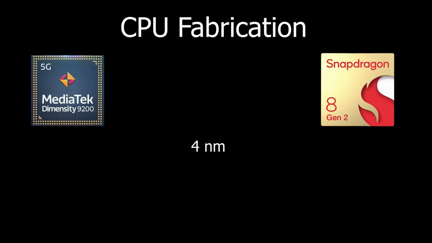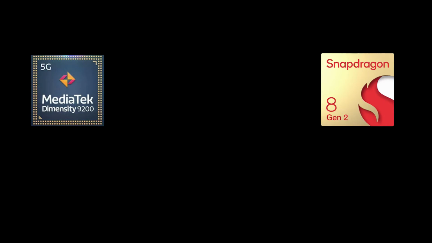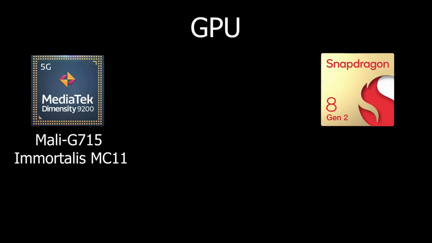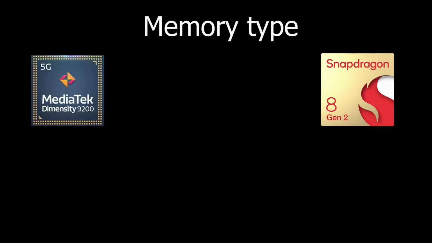The CPU fabrication of both is based on 4 nanometer. Talking about the GPU, the Dimensity is coming with a very new thing. You will get the Mali G715 Immortalis MC11, which is kind of new, and Snapdragon is sticking with the Adreno 740, which is a boost from the last one. Talking about the memory type, you will get LPDDR5X on both sides. Talking about the size, both have a max limit of up to 24 GB RAM.